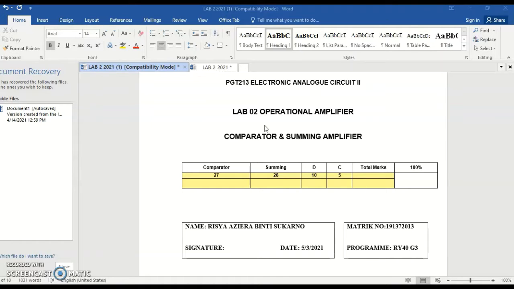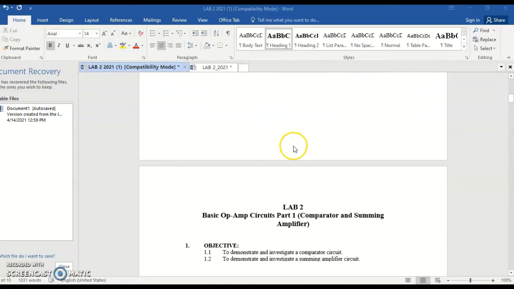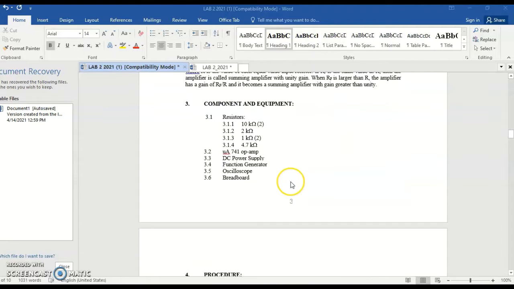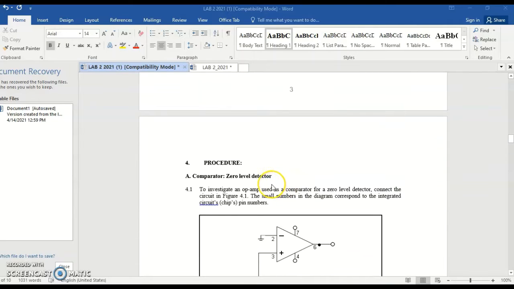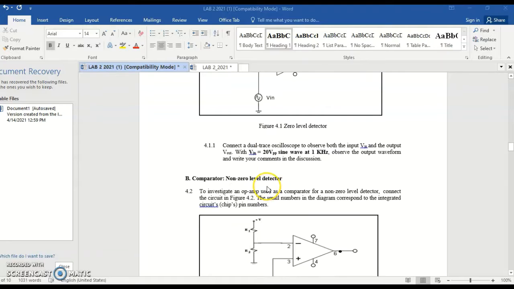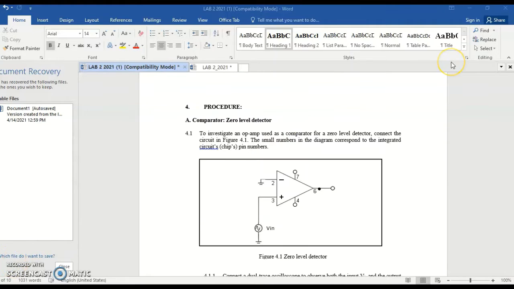For the op-amp comparator, we basically have two types of comparator, which are zero level detector and non-zero level detector. First, the procedure is the comparator zero level detector. So here is the circuit of the zero level detector.